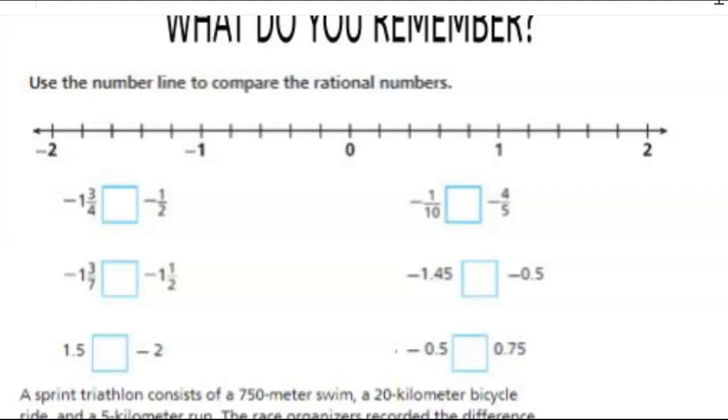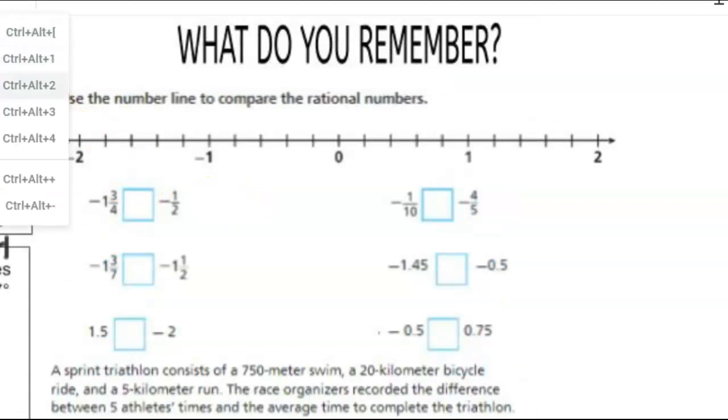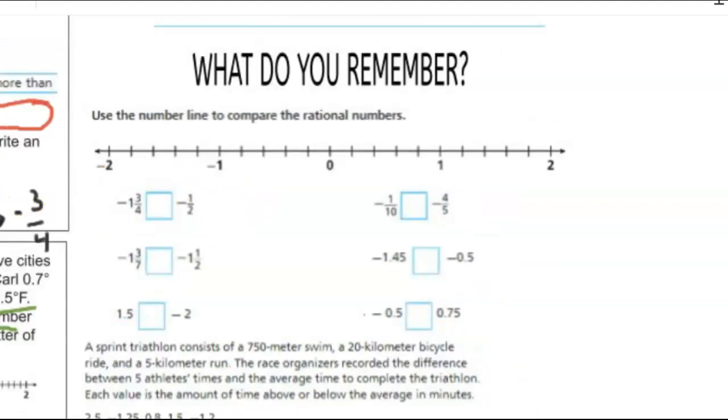Okay, use the number line to compare the rational numbers. I'm going to zoom this out slightly because I feel like my screen is just a tad blurry here. Okay, that's a little better. And so we're going to take a look at these numbers, and you can place them where you think they would go on the number line.